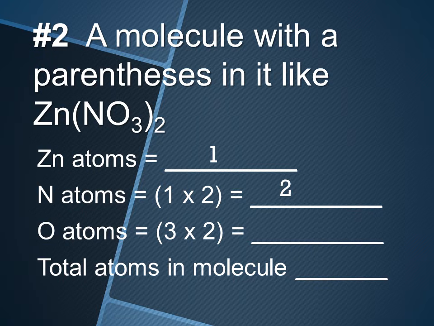Oxygen atoms. There are 3 inside the parentheses, and there's a 2 outside the parentheses. So you take 3 times 2, so that is 6 total oxygen atoms. So to figure out how many total atoms there are, you just add them all up. So 1 plus 2 is 3, and 3 plus 6 is 9. So it's 9 total atoms there.